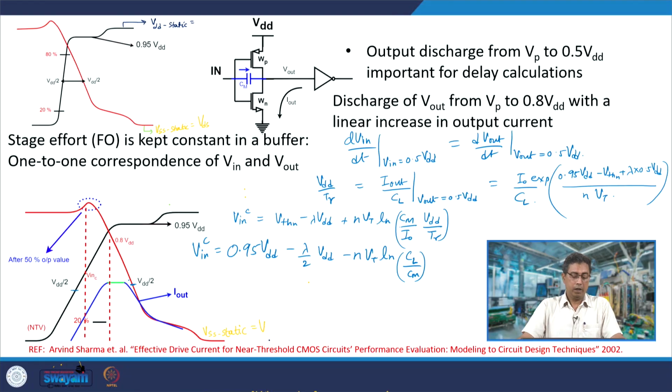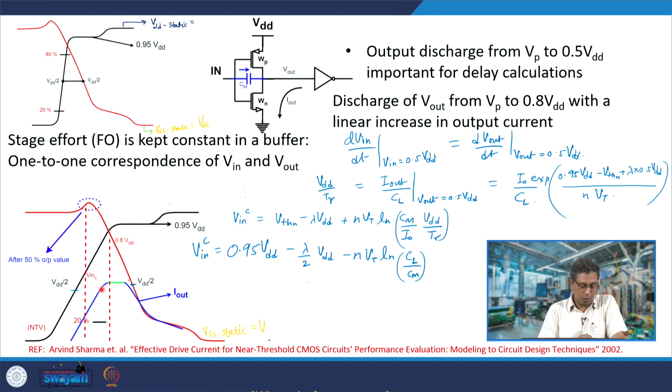So, we had divided the output discharge into 2 parts. One was from the point when the output voltage is at its peak, and from there to when the output voltage goes to 0.8 VDD. So, what is the current between these two? We observed that the current between these two is increasing linearly. And thereafter it stays constant, we will discuss the reasons for that.